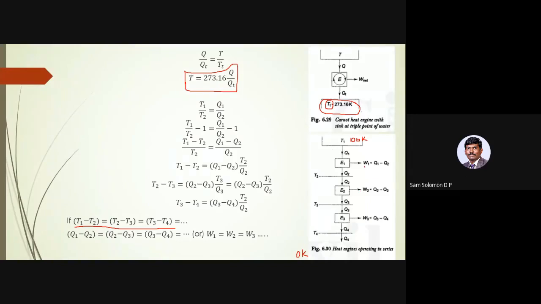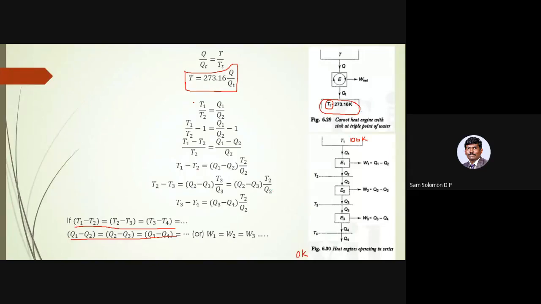And what else I'm going to do is, all these engines are going to deliver equal amount of work. W1 equal to W2 equal to W3. What is W1? Q1 minus Q2. What is W2? Q2 minus Q3. What is W3? Q3 minus Q4. So just like I said, T1 minus T2 equal to T2 minus T3, because the work delivered is going to be the same, I can also write this as Q1 minus Q2 equal to Q2 minus Q3 equal to Q3 minus Q4. Okay. And that is what is being written here also. So T2 minus T3 is Q2 minus Q3 times T3 by Q3. Another way of representation, that's all, nothing complicated here.